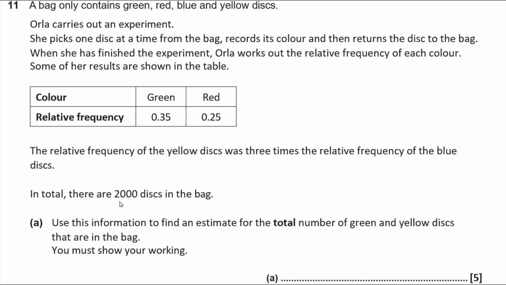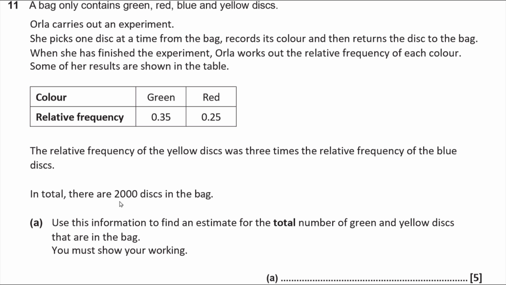So we've got the relative frequency of green and red given. The relative frequency of the yellow discs was 3 times the relative frequency of the blue discs. In total, there were 2,000 discs in the bag. Use this information to find an estimate of the total number of green and yellow discs there are in the bag. You must show your working.